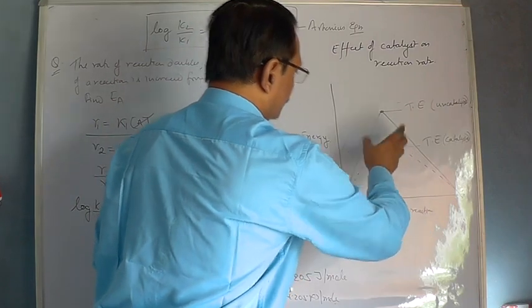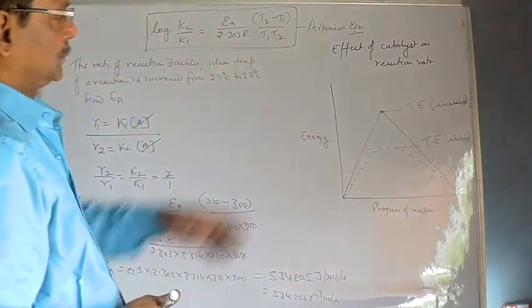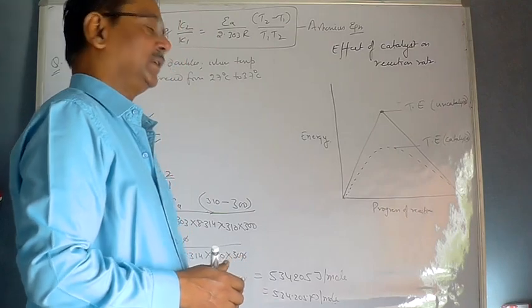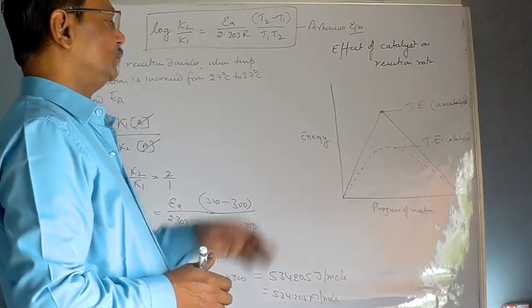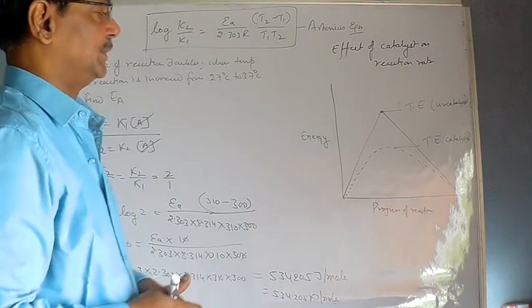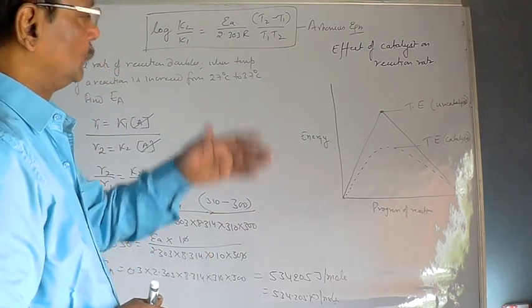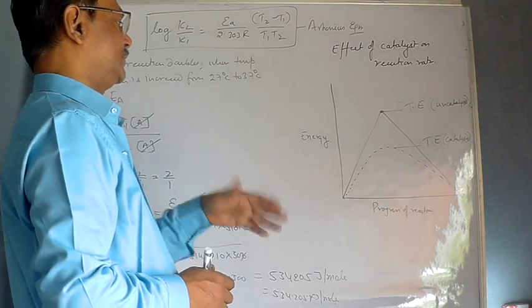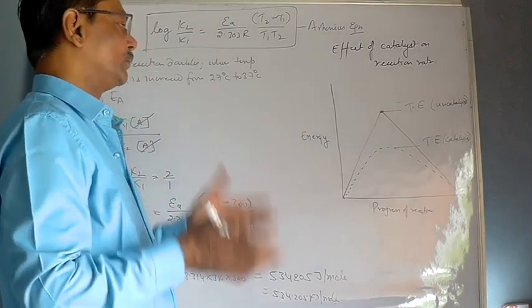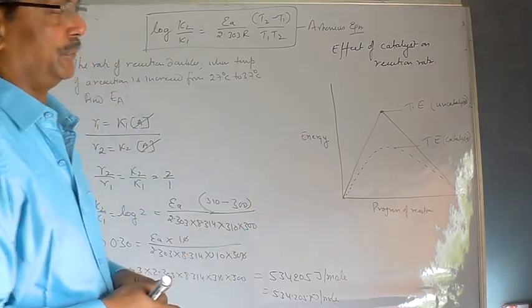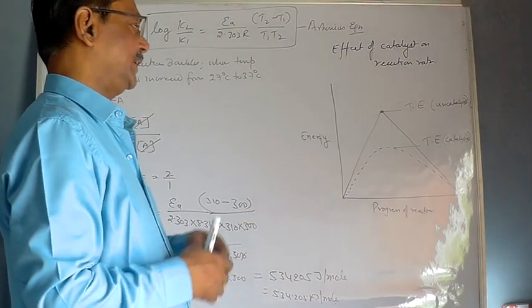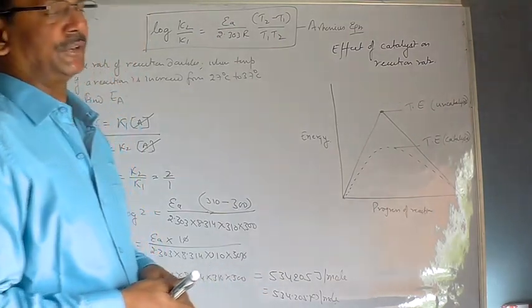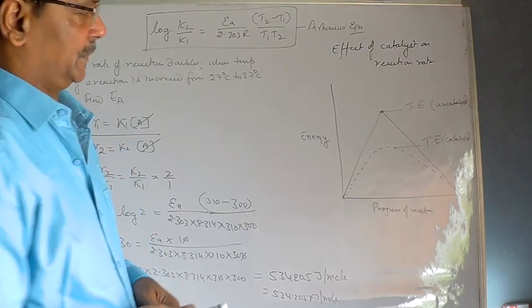and if the graph is flattened, it means more number of molecules are now possessing threshold energy, because in surface chemistry you will study that a catalyst is used to lower down the value of activation energy, and if the value of activation energy is lowered, more number of molecules will be possessing threshold energy, and hence they will enter more into the reaction, and once they enter more into the reaction, the rate is definitely going to increase.